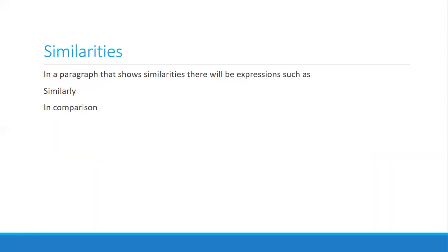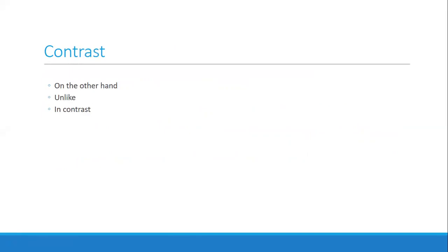So when you're writing a paragraph with similar information, you can use words like similarly, in comparison, and so on. If you are writing a paragraph with contrasting points, you can use phrases like on the other hand, unlike, in contrast, and all are phrases that can be used. If you are moving from a similar point to a different point also, you can use these particular words or phrases.